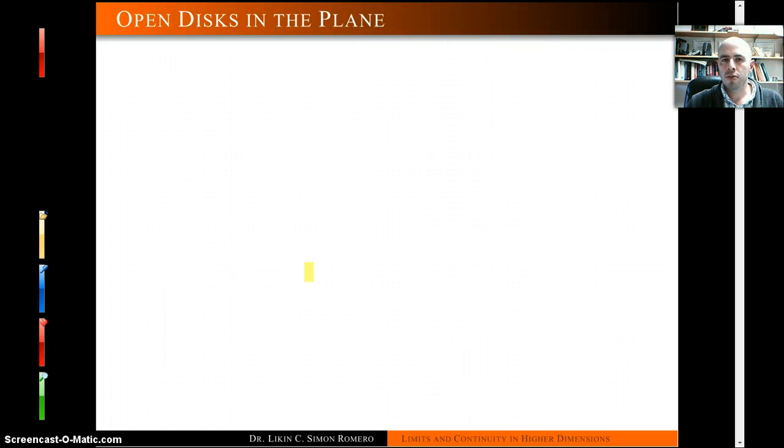So the idea is to explain two theoretical concepts that are going to be very important when we deal with the equivalent of the derivative of functions of several variables, that are limits and continuity. First of all, we're going to start with the definition of open disks in the plane. This is a definition that we're going to use later on, so it's better to just introduce it right now.